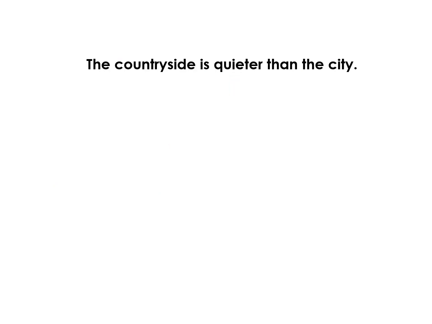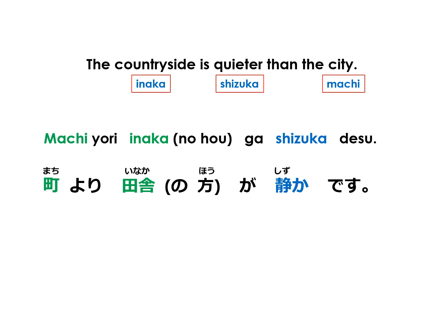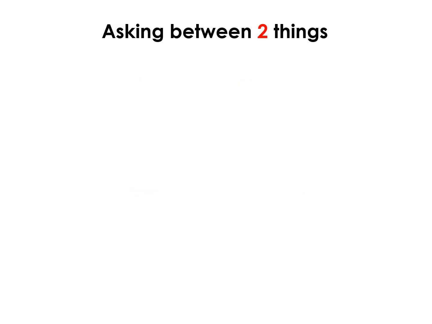The sentence, the countryside is quieter than the city. Countryside is inaka. City is machi. And quiet is shizuka. So the sentence becomes 町より田舎の方が静かです。or 町より田舎が静かです。Now, how do you ask between two things?